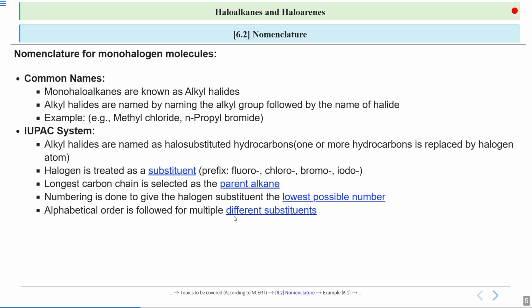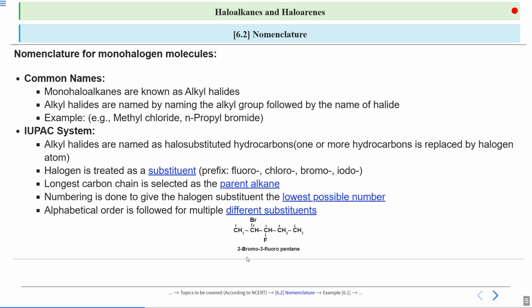Alphabetical order is followed for multiple different substituents. If you have more than one kind of halogen present in your structure, then you have to follow alphabetical order. For example, you have an alkyl halide with two halogens, fluoro and chloro. How can you write the name? While writing the names of the substituents, fluoro and chloro, you follow alphabetical order. So chloro will come first in the name, then fluoro.